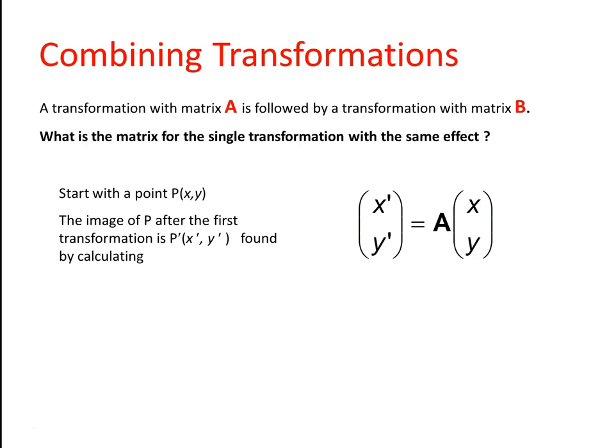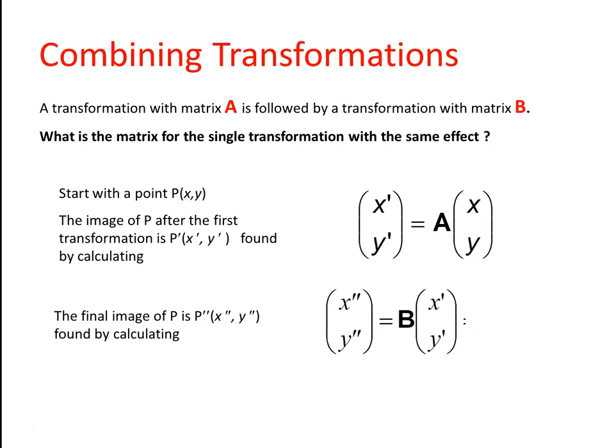The final image of P is going to be the point x double dash, y double dash, which is found by calculating B times x dash, y dash. But we know that x dash, y dash is the same thing as A times xy. So we can say that the final image, x double dash, y double dash, is obtained by multiplying B times A times xy.